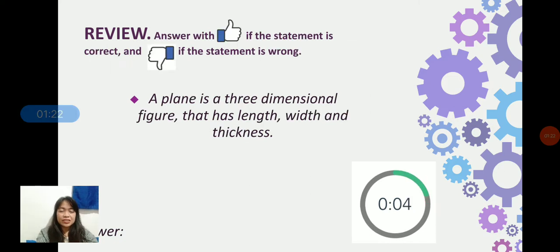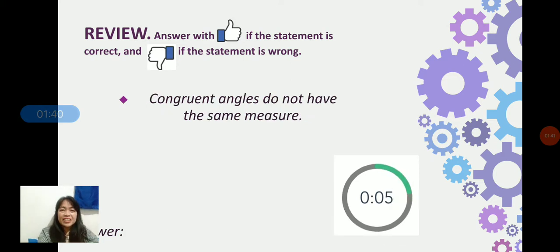Second question. A plane is a three-dimensional figure that has length, width, and thickness. The answer would be, this one is a dislike button because this statement is wrong. Next question. Congruent angles do not have the same measure. Do you agree with that? And the answer would be no. This one is a wrong statement.